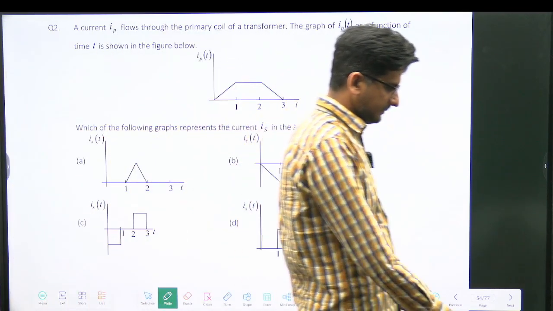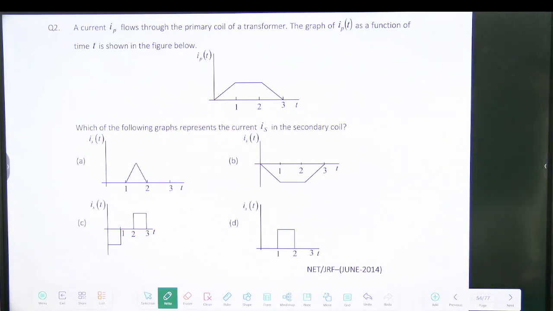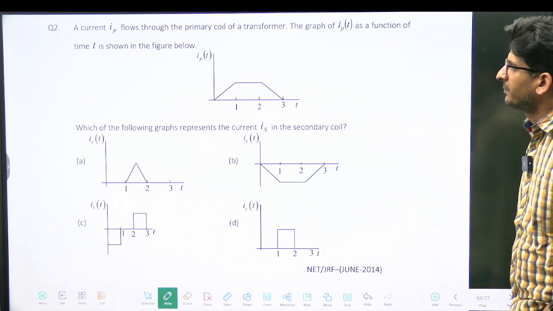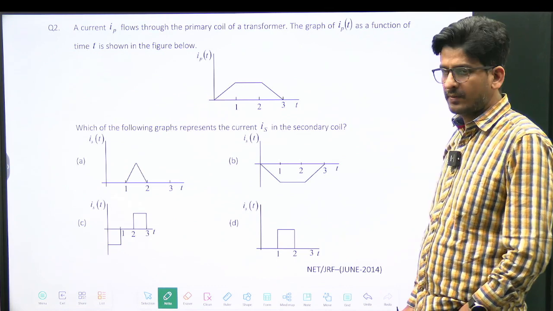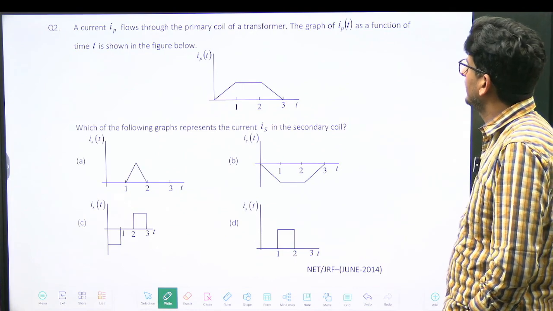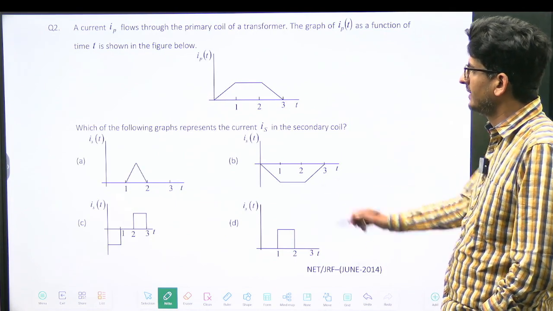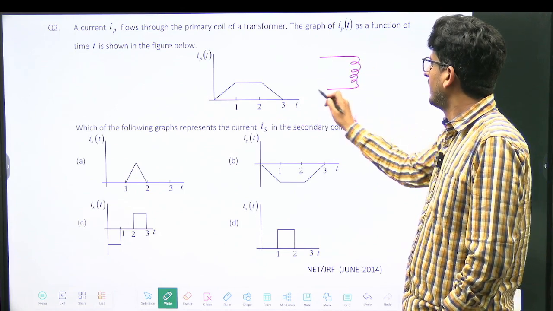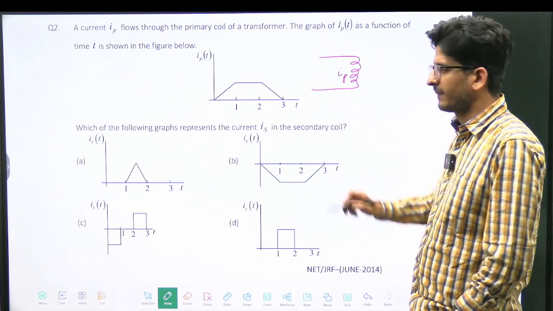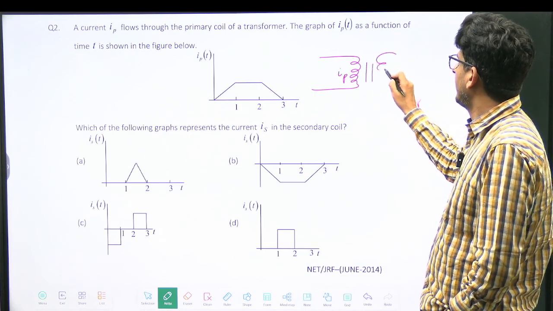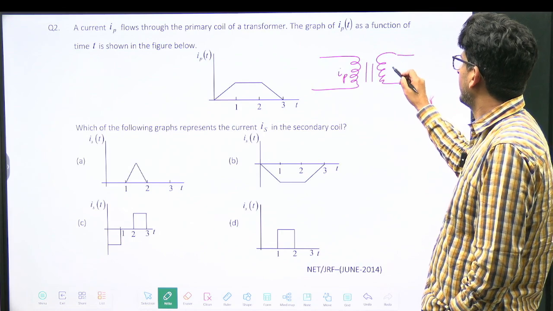So read this question. The current IP flows through the primary coil of the transformer and the graph of IP as a function of time is given. So this is what is at the primary coil of the transformer, and you want to know what you will get at the secondary coil.